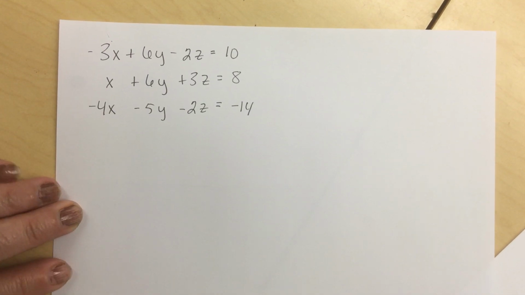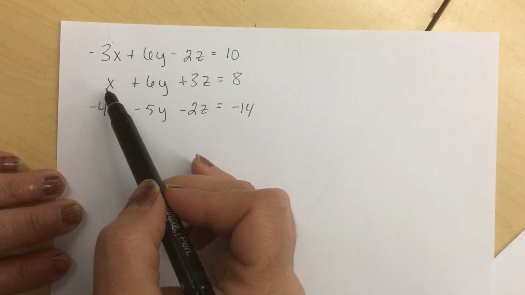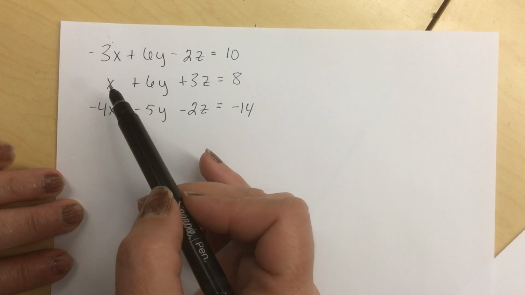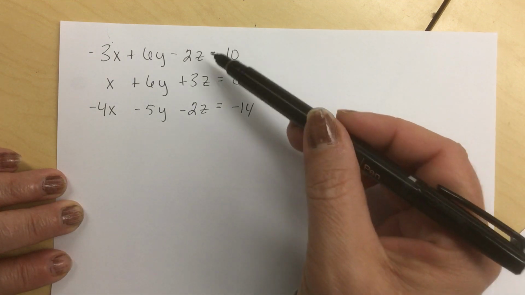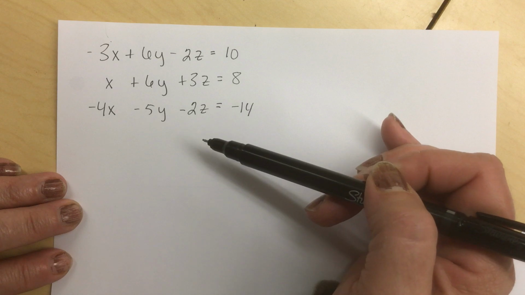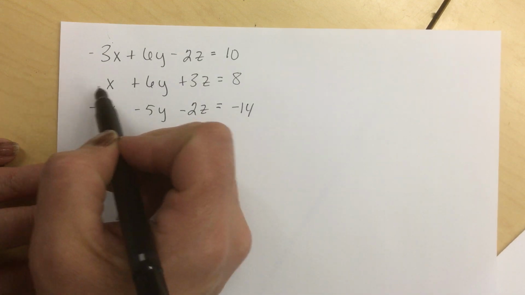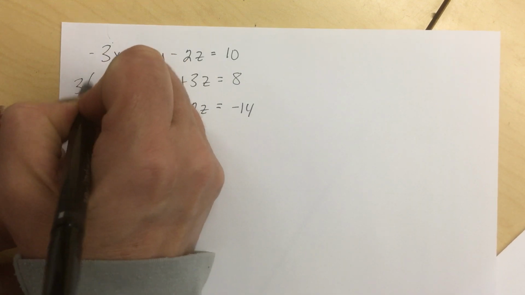All right, for this example, let's look and see what we want to get rid of. So I think I would look here. I've got x's would be pretty easy to get rid of because I have a 1x. Z's would also be pretty easy to get rid of because I have a 2, a negative 2z and another negative 2z. So let's go ahead and multiply this by 3. Okay, let's get rid of the x's.